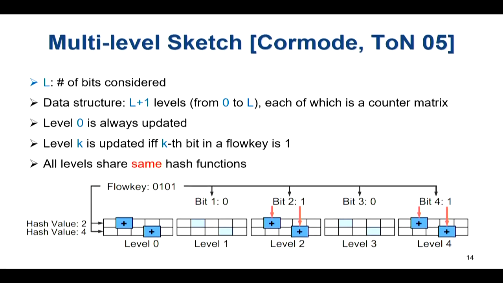In this example, the flow always touches the second bucket in the first row and the fourth bucket in the second row. And apart from level 0, the flow also updates level 2 and level 4 because its second and fourth bits are 1 in the flow key.